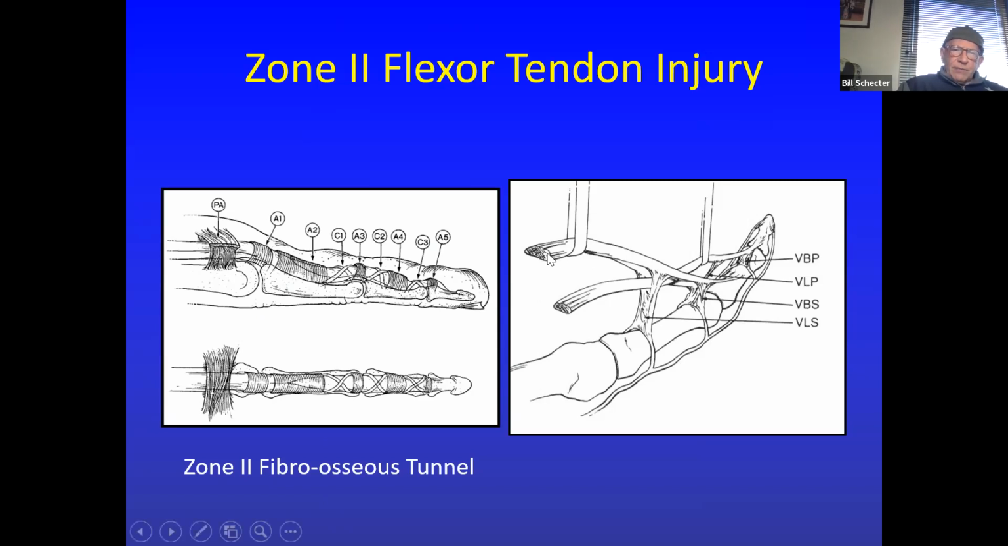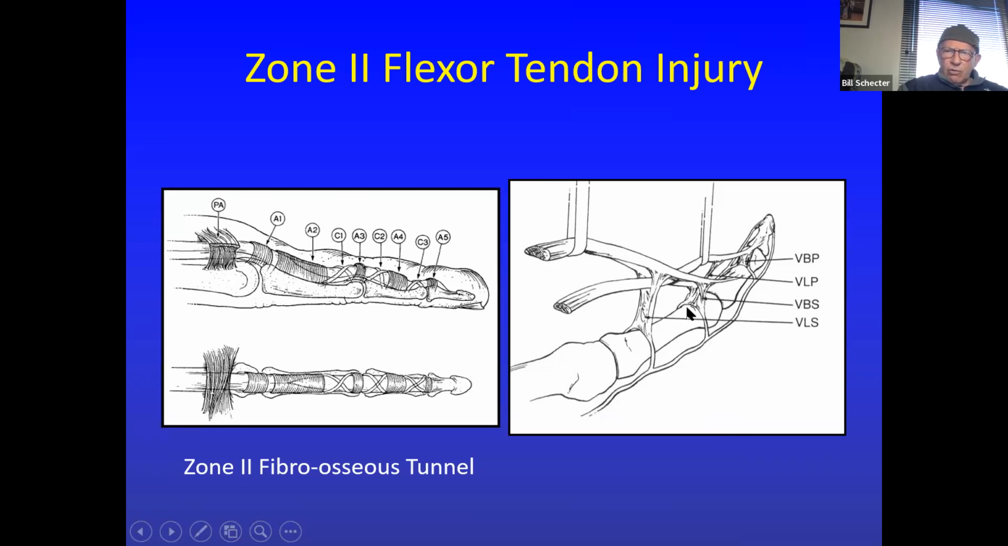Recall, everybody, that each finger has 2 tendons which enter the fibro-osseous tunnel. And remember that the sublimis tendon splits and inserts on both the radial and ulnar side of the middle phalanx. The profundus tendon is running deep to the sublimis tendon and then emerges through the split, what we call the decussation of the tendon, and then it goes on distally to insert on the distal phalanx.